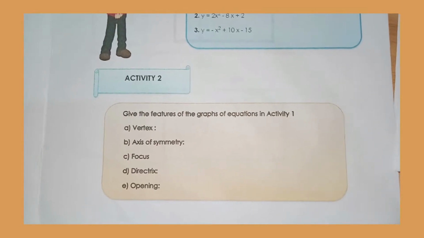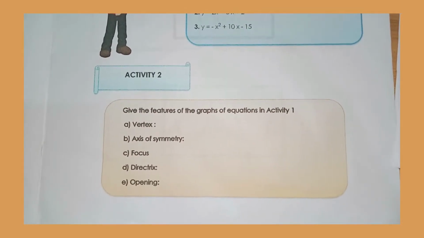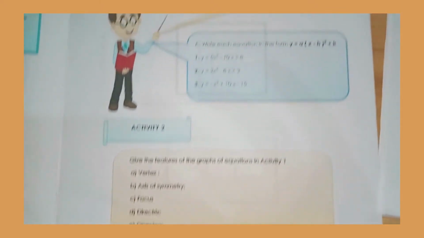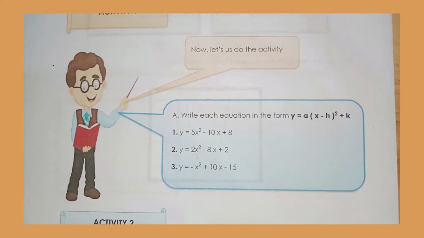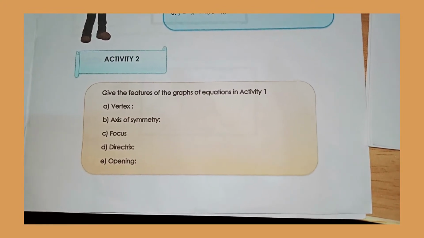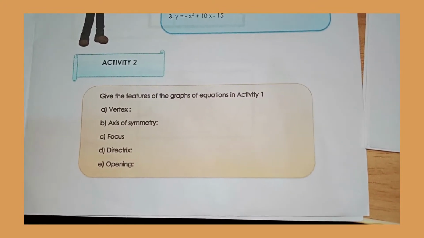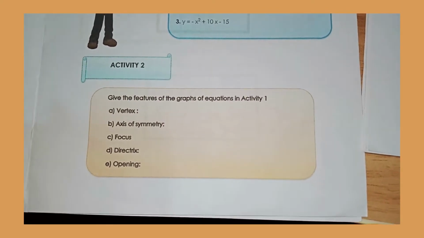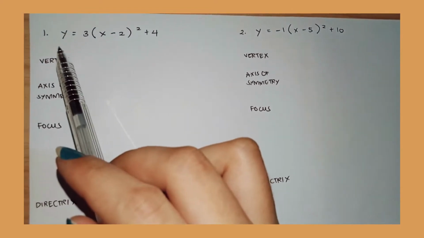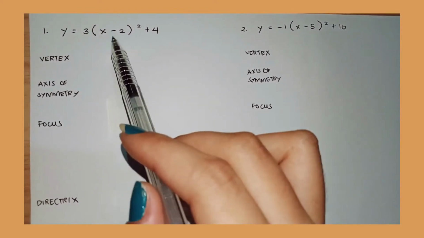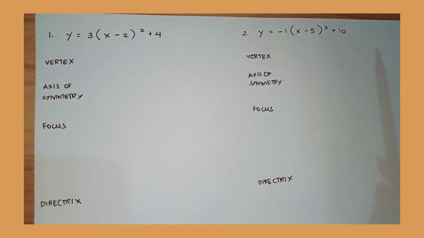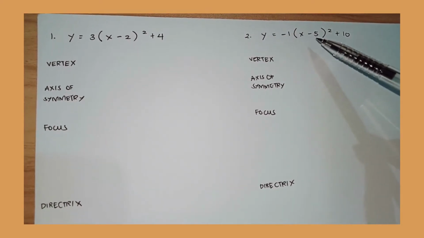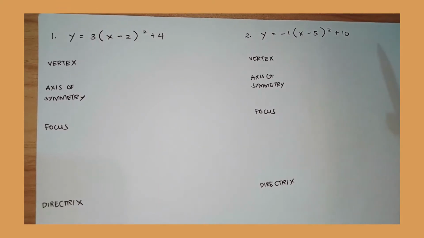For activity number 2, we need to find the features of the graphs of equations in activity 1. So, yung mga answer ninyo sa activity 1, hanapin nyo pa yung kanilang vertex, axis of symmetry, focus, directrix, and the opening. So, paano gagawin yung activity number 2? Magbibigay ako ng example. Ito yung mga nakuha nating answer kanina. Y is equal to 3, quantity x minus 2 squared plus 4. And for number 2, we have y is equal to negative 1, quantity x minus 5 squared plus 10.